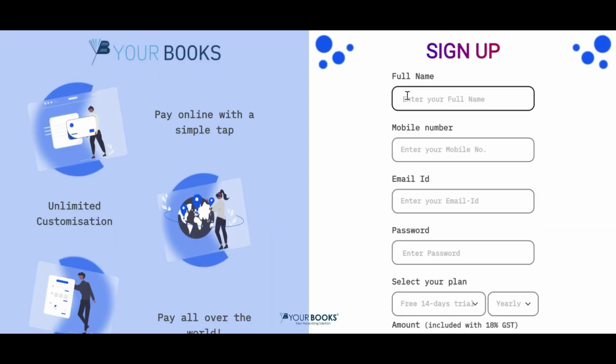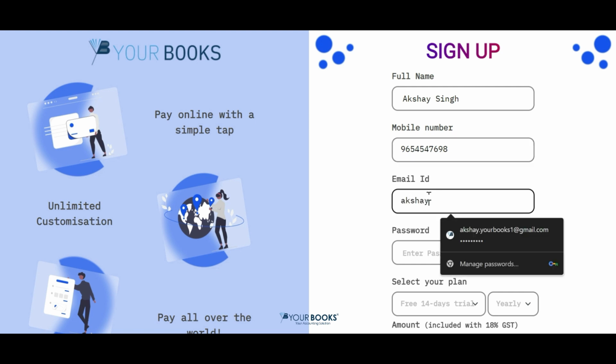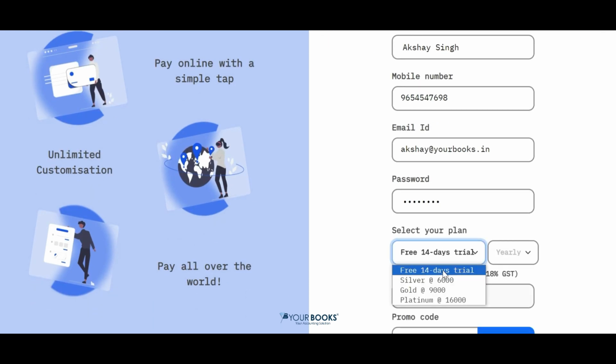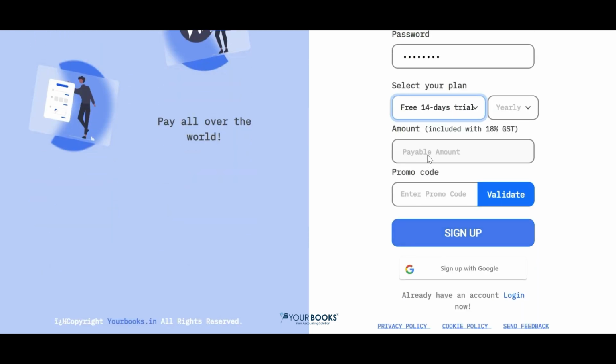Fill up the required details: name, mobile number, email ID, password. Then select the plan you want to opt, or you can choose the free 14-day trial option. If you want to experience the trial version, the amount will be automatically calculated based on your plan.